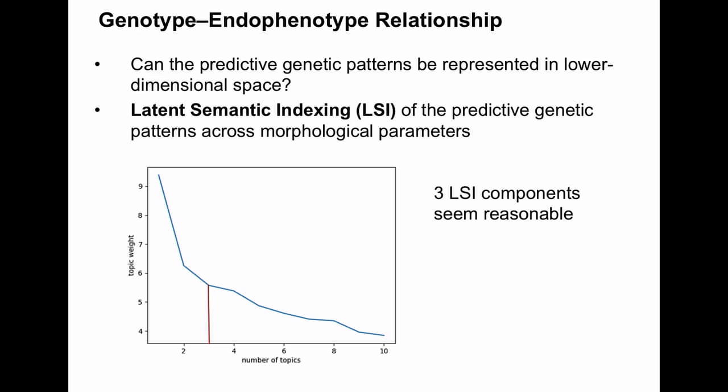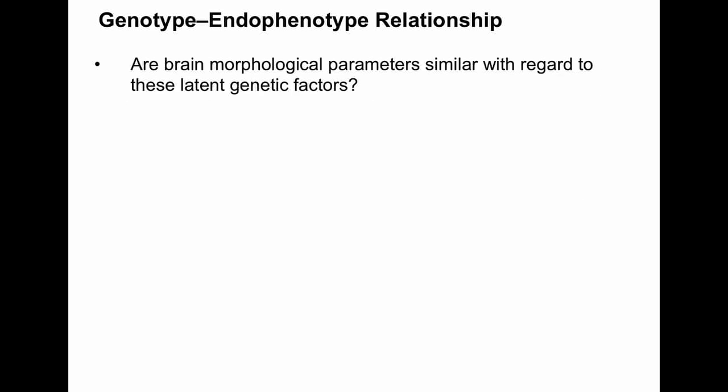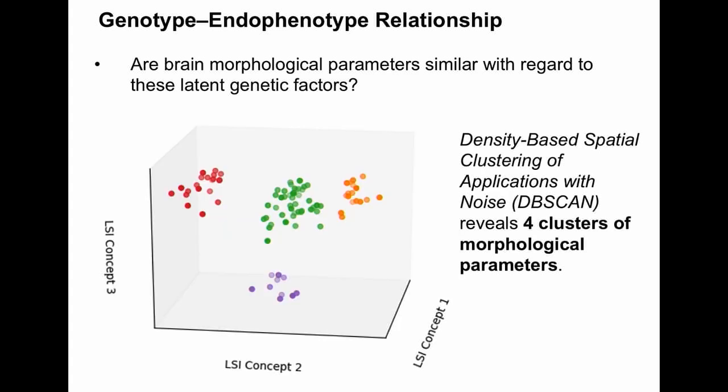So we took these 3 components and asked the question, are brain morphological parameters, the 157 that you get from FreeSurfer, similar with regard to the latent genetic factors that we just found in that latent semantic space? So if you do that, we're surprised to see how well this works. That even with the naked eye, you can easily see 4 distinct clusters.